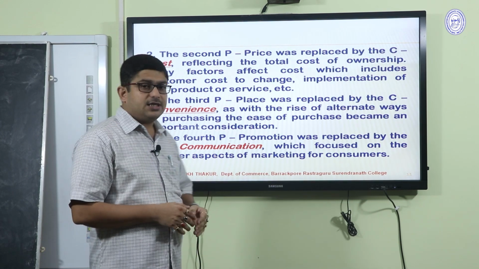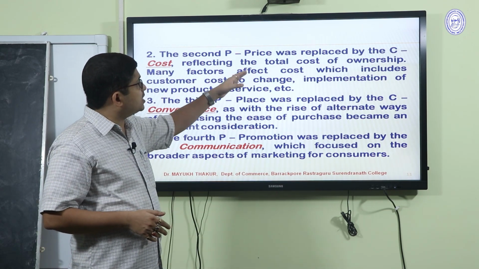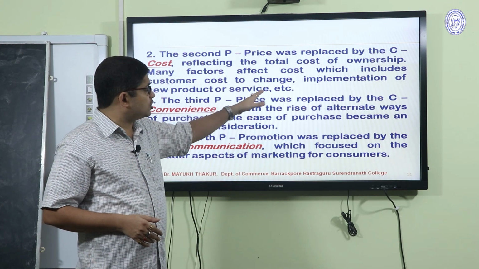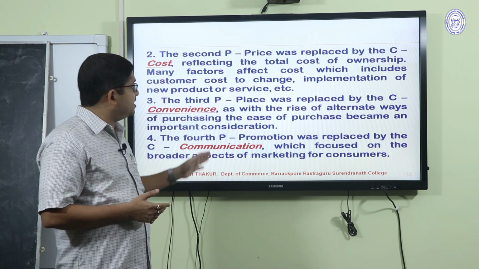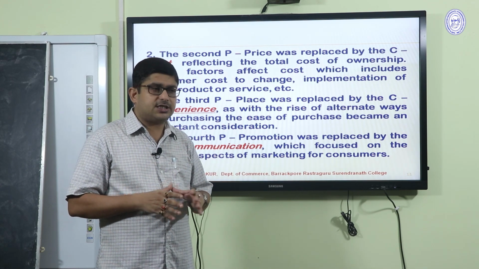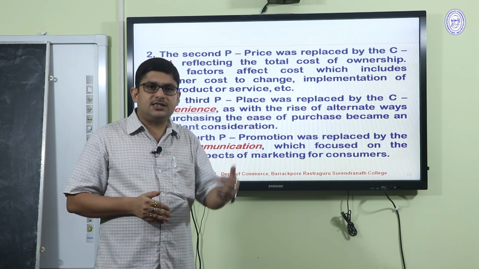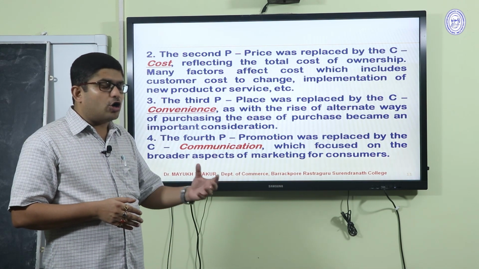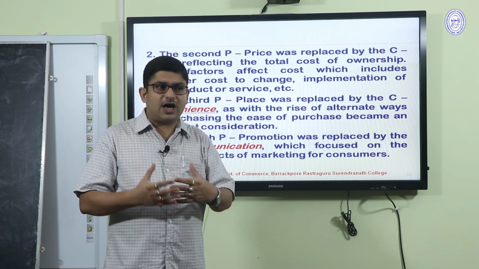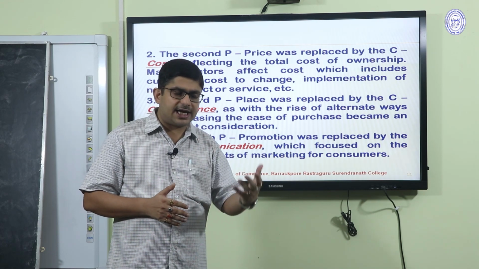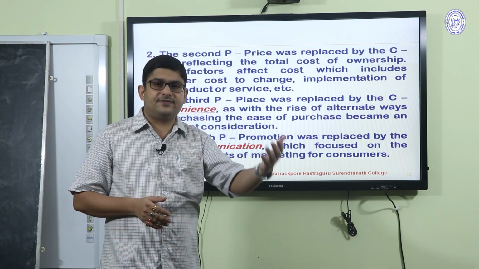Now the second P, price, was replaced by the C, cost, because it reflected the total cost of ownership. Many factors affect cost, which includes the customer's cost to change, implementation of a new product or service, etc. That means obviously, without the cost, how will the other things be done? Everything that is done, is done for a means of cost. So cost structure is a very important determination of what kind of product enables what kind of cost, and in return how the cost is changing across different products.